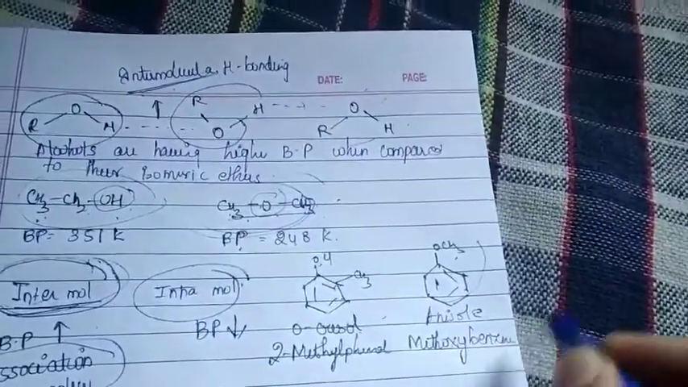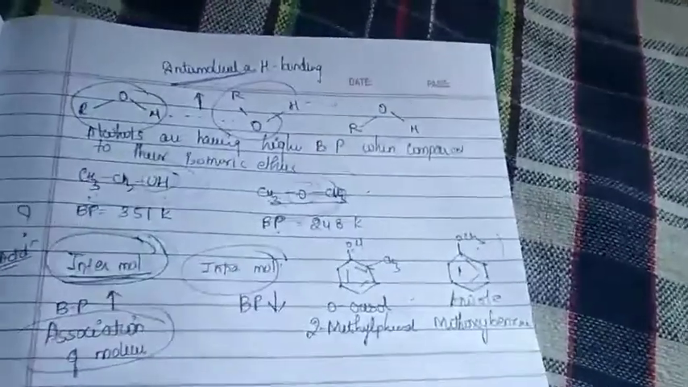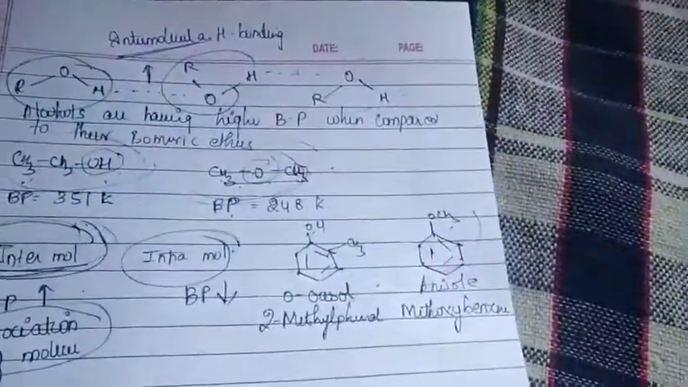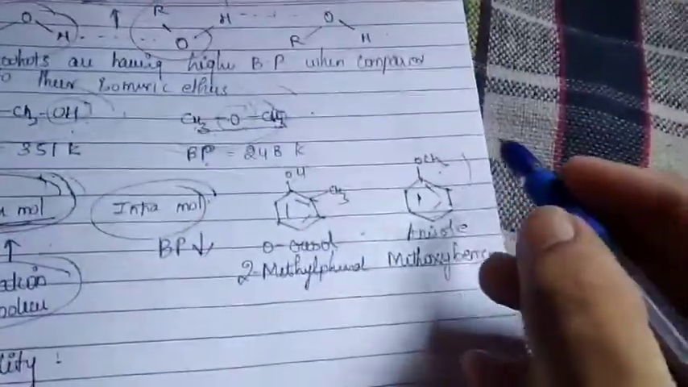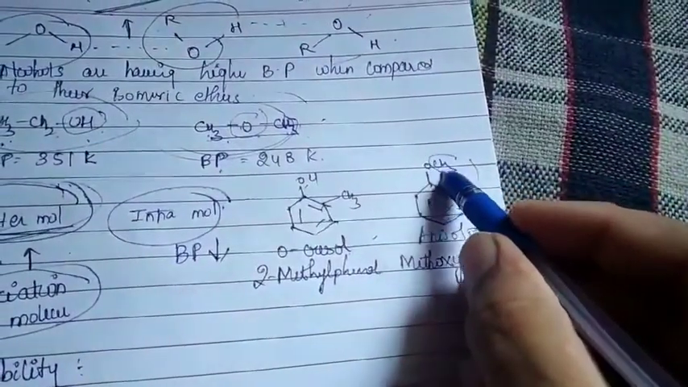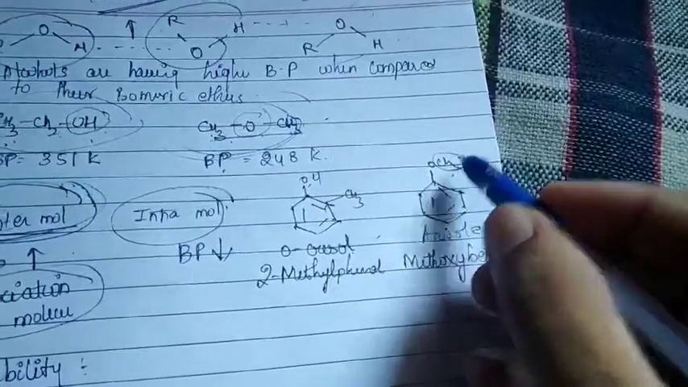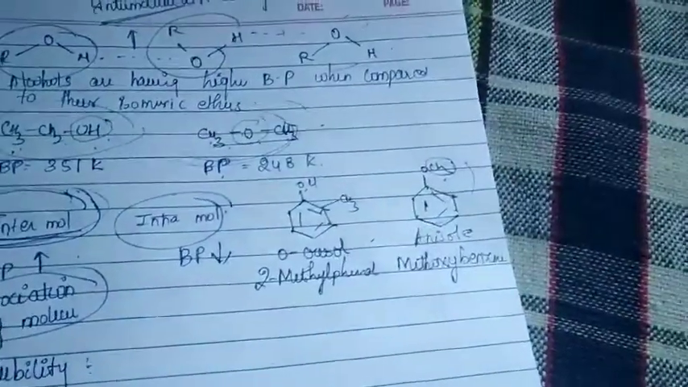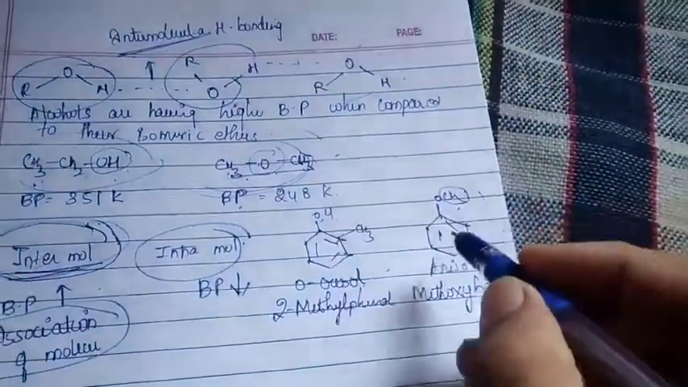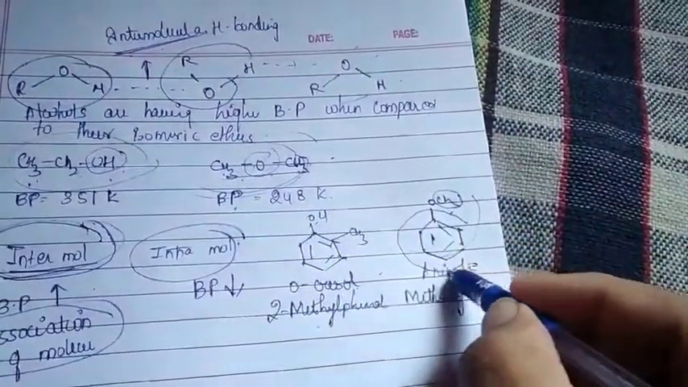Methoxybenzene. How to name these, we will see in nomenclature of ethers. But I will give you a hint. Remember, whenever a smaller group is present in your ethers, that will be called an alkoxy group. The larger chain will be taken as your parent chain.